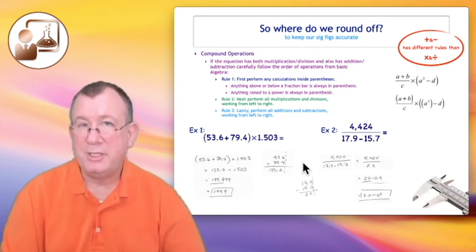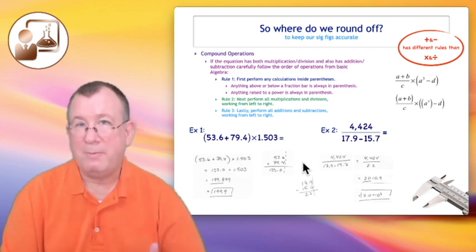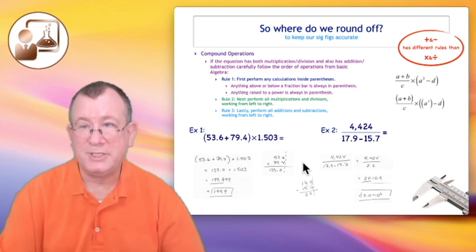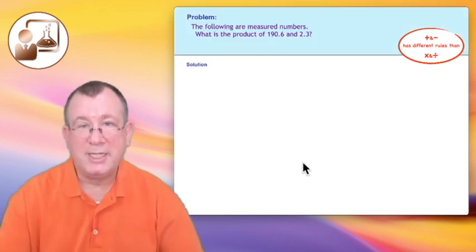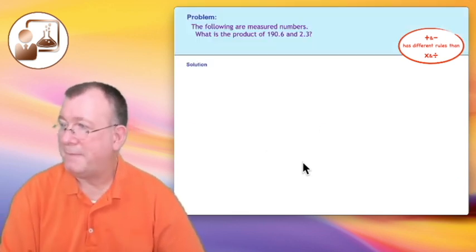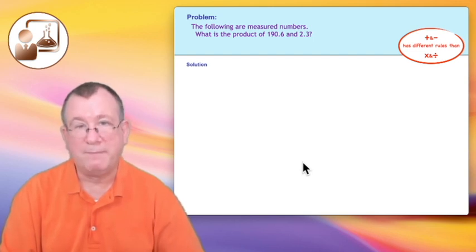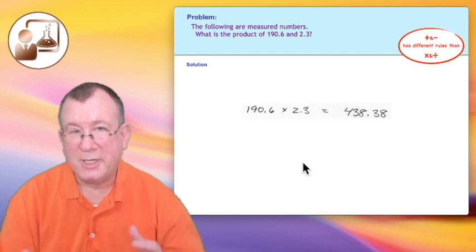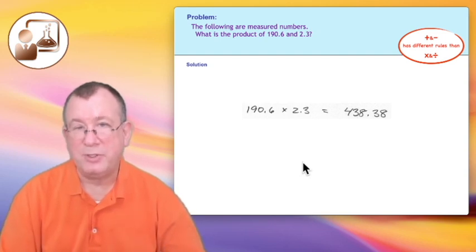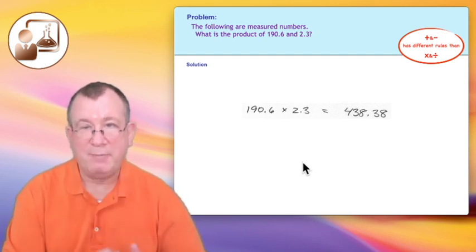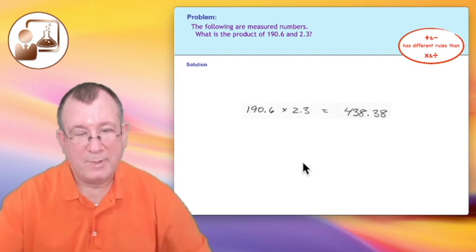So managing measurements, taking measurements, interpreting measurements, and representing measurements, this can get a little bit tricky. All right. Here's some additional practice. The following numbers are measured. What is the product of 190.6 and 2.3? What do you think? I'm talking about 190.6 times 2.3. My calculator tells me 438.38. Do you buy that?